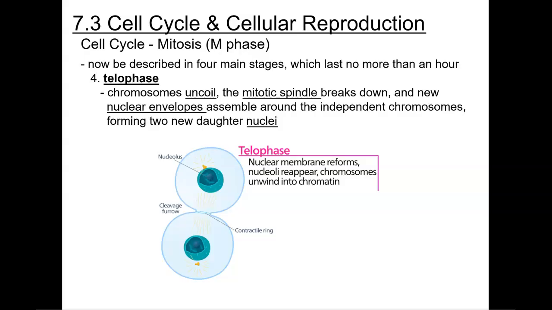Where it is pinching in through here, that's referred to as your cleavage furrow. It's going to pinch in to the point that it pops apart, and once it does that, that's a phase called cytokinesis. Mitosis is technically the division of the nucleus. Cytokinesis is the division of cytoplasm. That's where it actually pops apart and makes two separate daughter cells. Remember, the original cell we started with was called the parent cell.